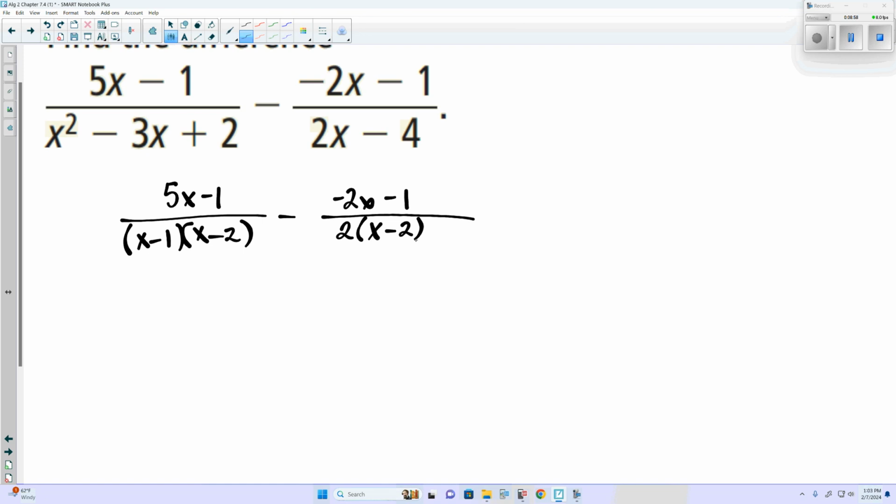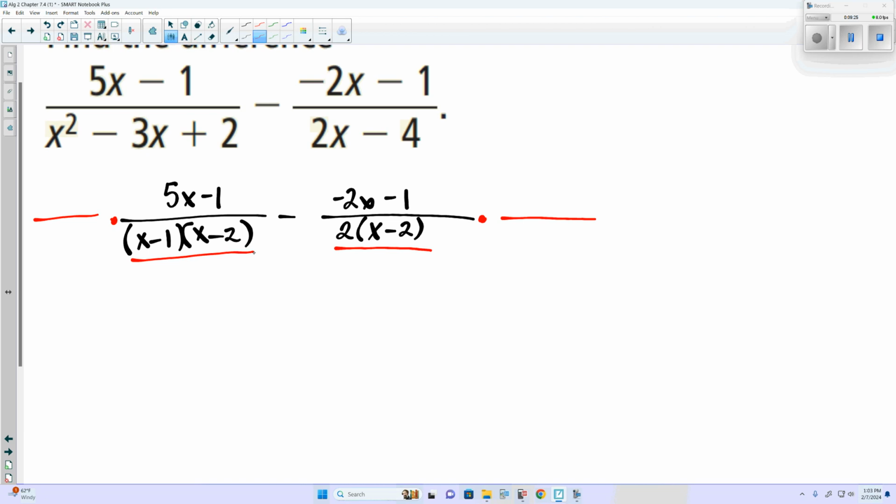Now, for the most part, I felt like yesterday we were getting the hang of how to find the least common denominator, yes? However, I still think some do find it a little confusing, so let's look at it a little bit differently. Now, when we look at the two denominators, what does the one on the right have that the one on the left does not?